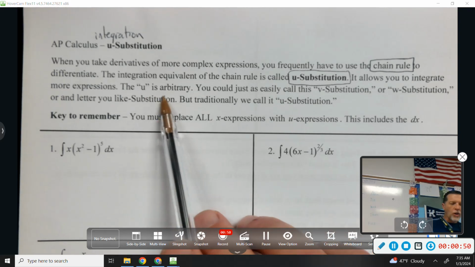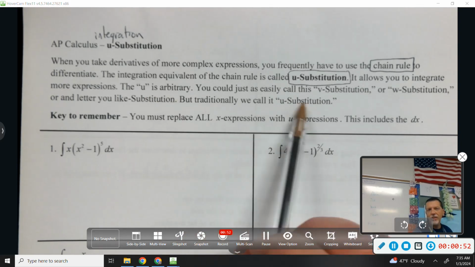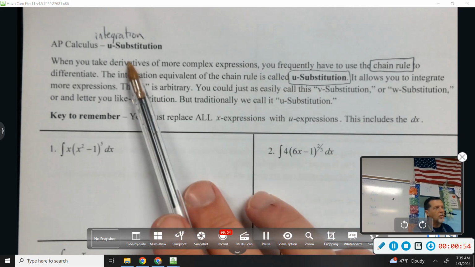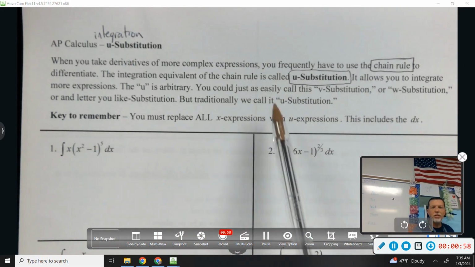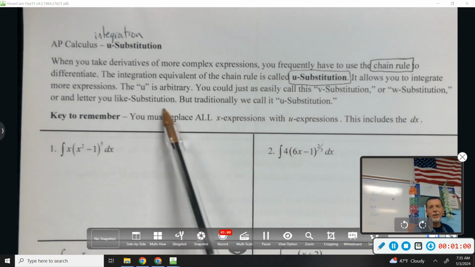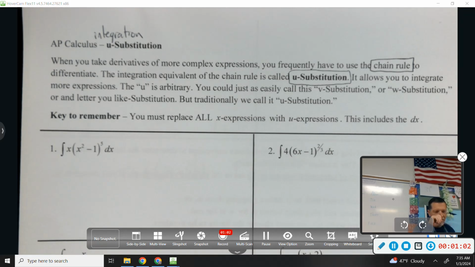The U is arbitrary, meaning you could pick any variable you want. Everyone just picks U, but you could easily call it V substitution or W substitution or any letter you like substitution. But usually we just call it U substitution.